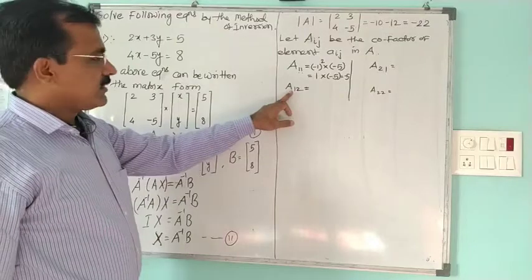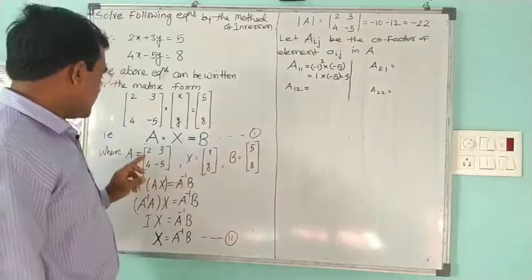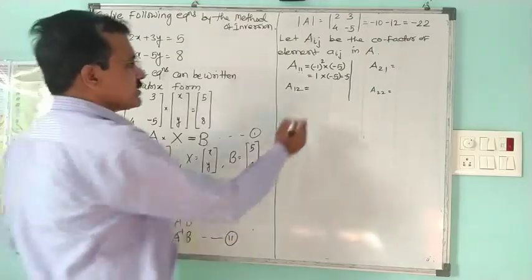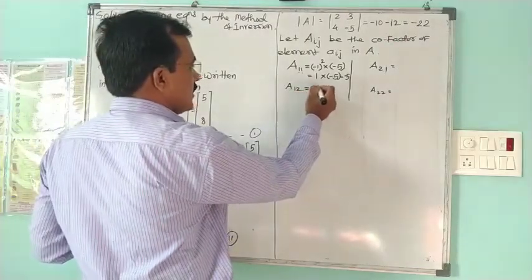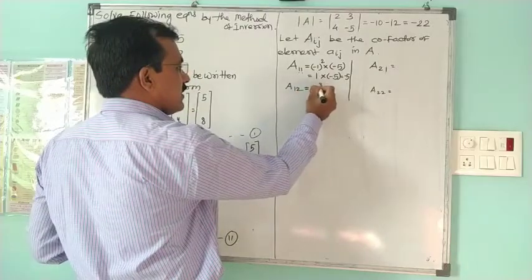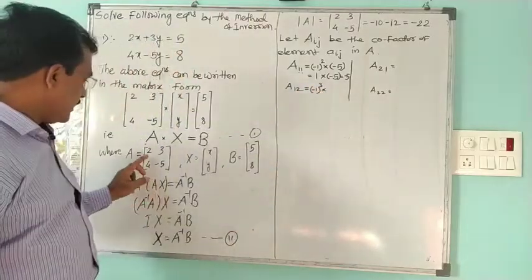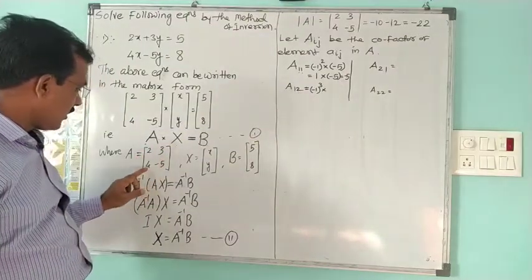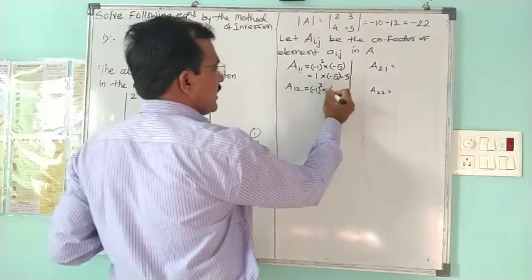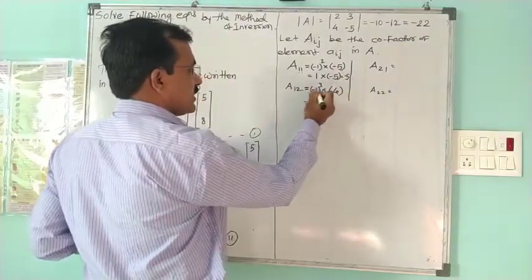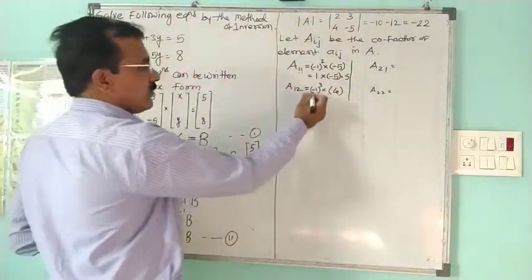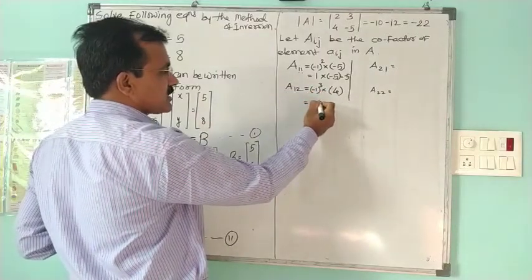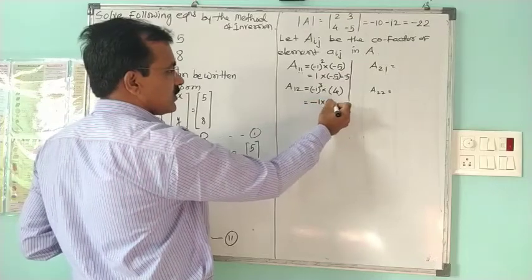Second cofactor A12 means eliminate row number first with column number second. So this 1 and 2 when added gives us 3, into eliminating first row with second column. First row with second column from A, we have the element 4. So minus 1 raised to 3 means minus 1 has an odd power. When odd power is there, it gives us minus 1, and into 4, that is minus 4.